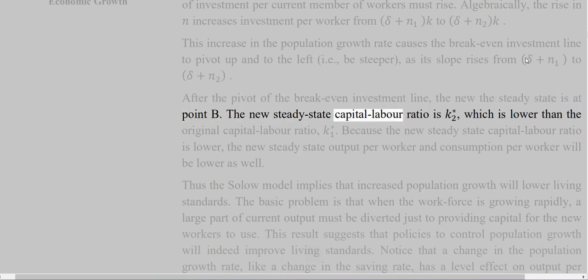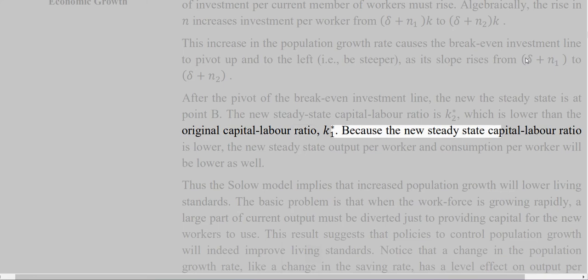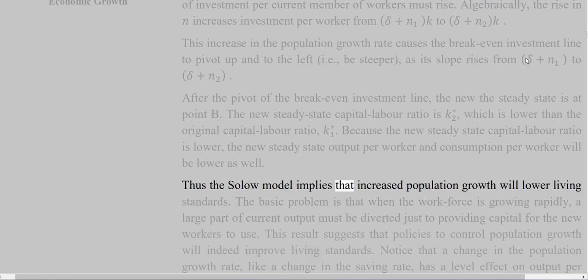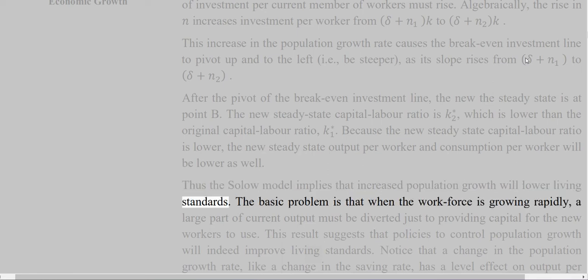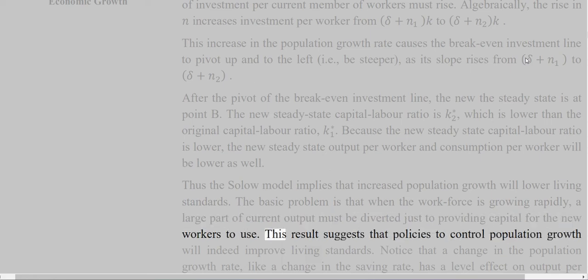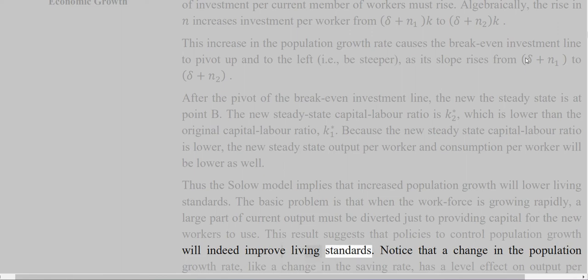The new steady-state capital-labor ratio k** is lower than the original capital-labor ratio k*. Because the new steady-state capital-labor ratio is lower, the new steady-state output per worker and consumption per worker will be lower as well. Thus, the Solow model implies that increased population growth will lower living standards. The basic problem is that when the workforce is growing rapidly, a large part of current output must be diverted just to providing capital for the new workers to use. This result suggests that policies to control population growth will indeed improve living standards.